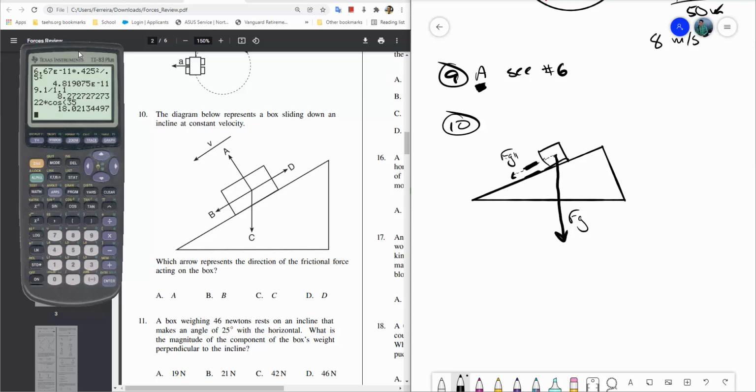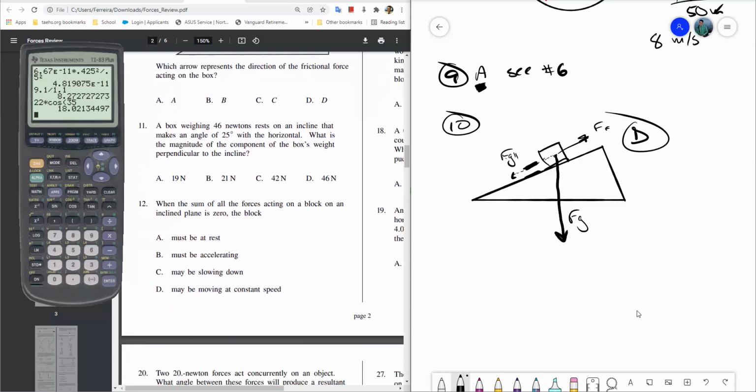Now, the force of gravity is going to try to get this thing to slide. Friction resists that movement, so friction goes in the opposite direction. Force friction, that arrow going up the incline, is D. The answer here is D.